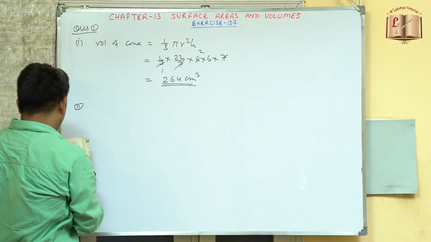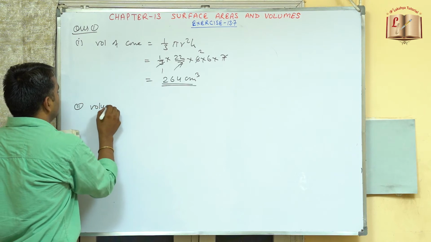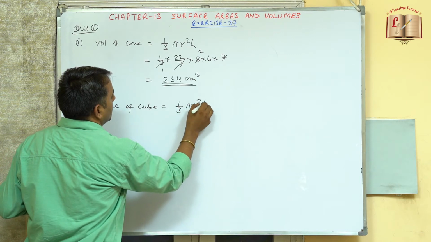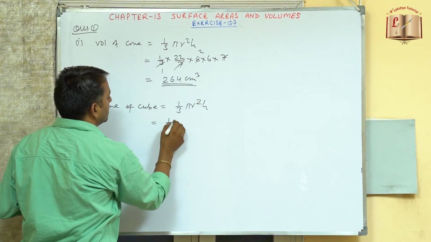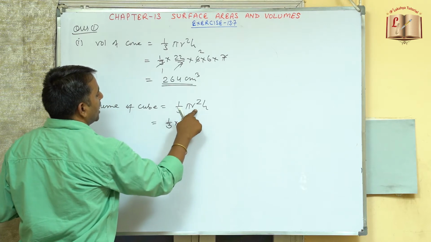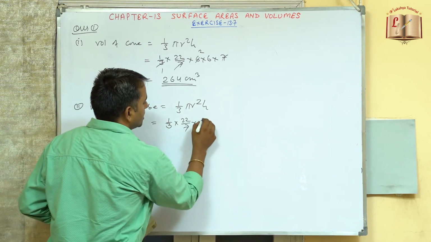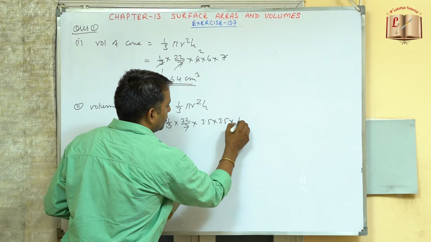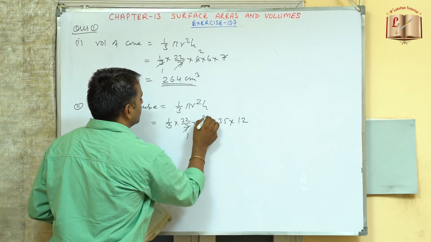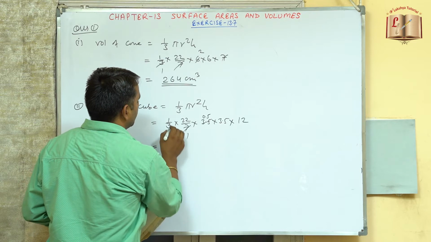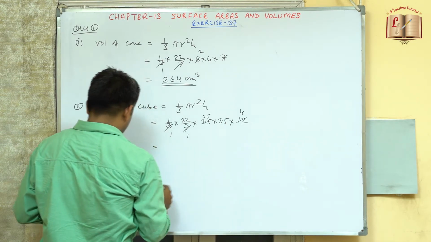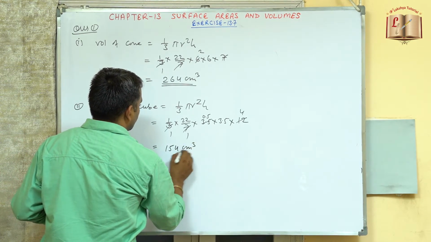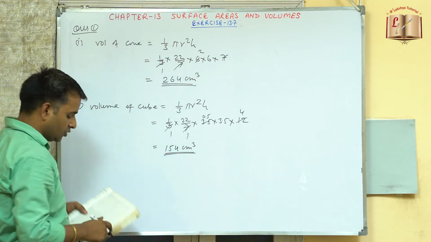Similarly, coming to the second one. Volume of cone is given as 1/3 pi r square h. So this is 1/3 into 22/7, r is already given in the question, 3.5 into 3.5, into h which is 12. So this is one time, this is 0.5, and we can multiply it. 3 ones are 3, 3 fours are 12. So now this will be equal to 154 centimeter cube.